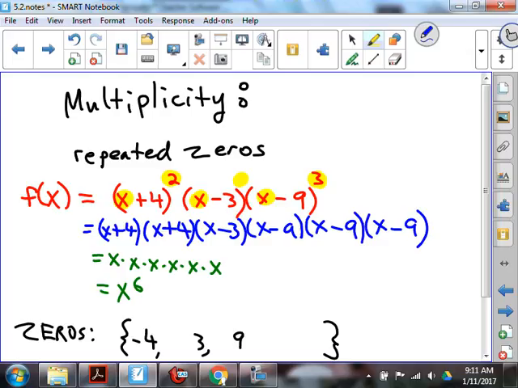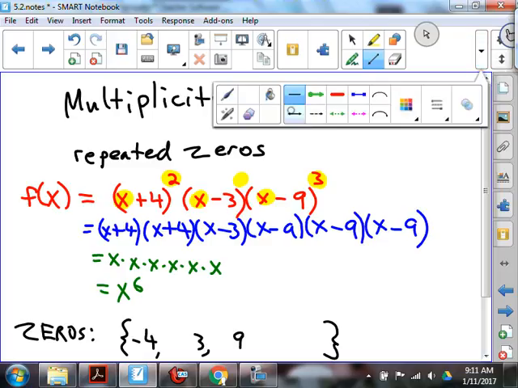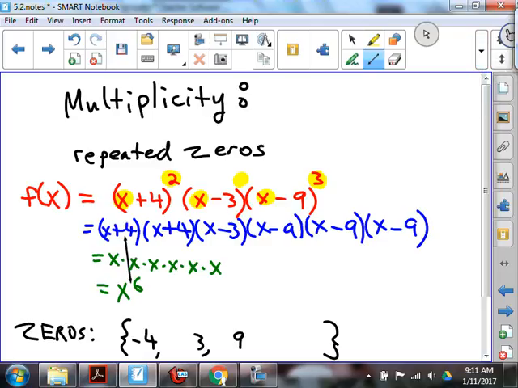Where's my pointer at? Here we go. The fact that we have this factor of x plus 4 gives us that -4. The fact that we have this x minus 3 gives us that 3. The x minus 9 gives us the 9. So what are our other roots going to be? It's going to be a repeated -4. And then what? Another 9. And then another 9.